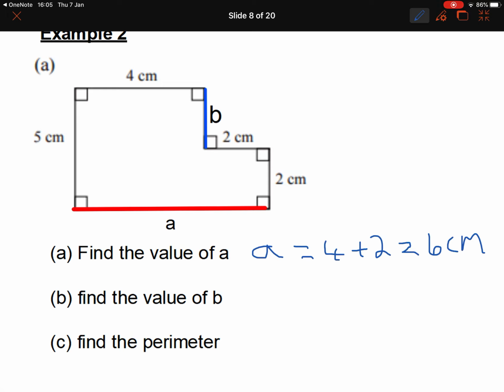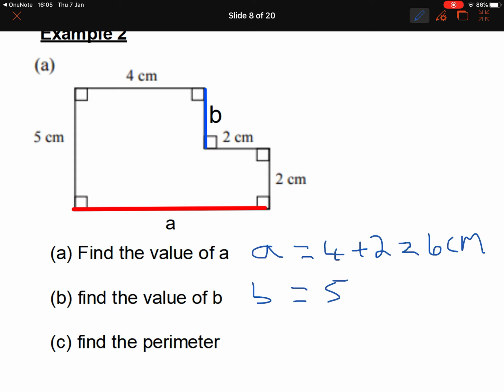Right. Now, to work out the length of B, when we look at that, okay, so the distance from here to here is 5 centimeters, and the distance from there to there is 2 centimeters, okay? But this time we need to subtract. We need to see how much we need to add to 2 to get to 5, okay?